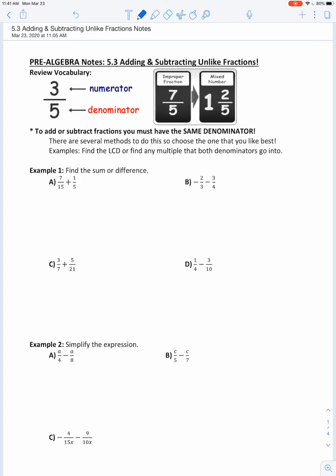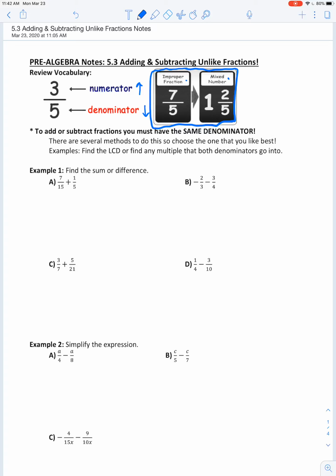Just some reminders about some review vocabulary that we have. We have numerator and denominator. Numerator means the top number of a fraction, and denominator means the bottom number. We've also talked about the vocabulary words improper fraction and mixed number. I think the best way to define those is just by the picture that we have at the top of our notes.